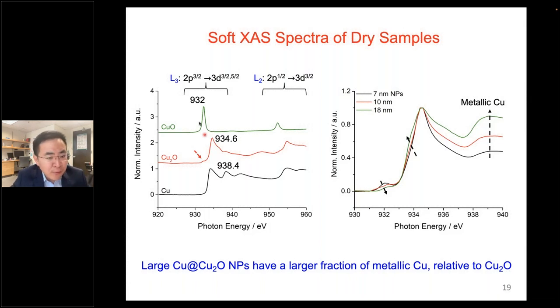With that in mind, if we focus on just the L3 edge, what I'm showing you here are three different sized nanoparticles: 7, 10, and 18. If you recall the EELS mapping, they have a similar oxide shell. So for a larger particle, we would expect a higher fraction of the metallic copper core. That's why we see a larger contribution of metallic copper. For both the post edge and the edge, we also see a slight shift to lower energy. They all match the analysis based on the reference spectrum. So this calibrates us when we explore this XAS spectrum under reaction condition. We know exactly what we are going after.